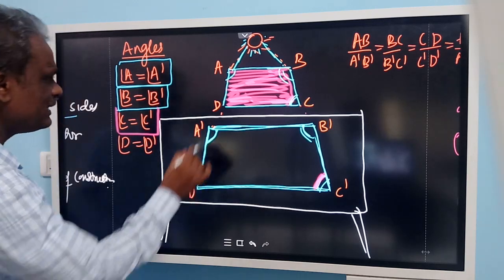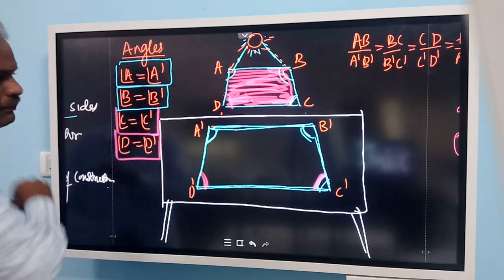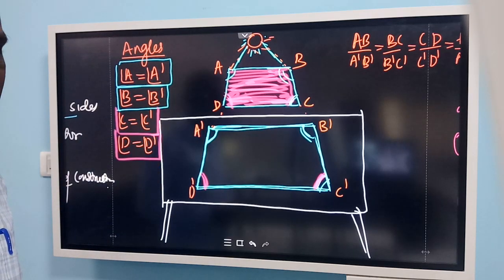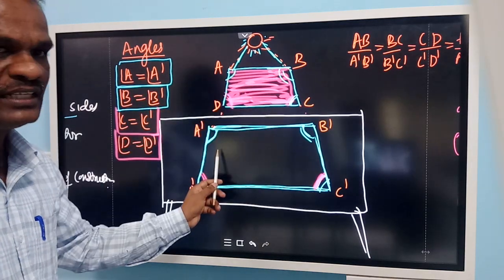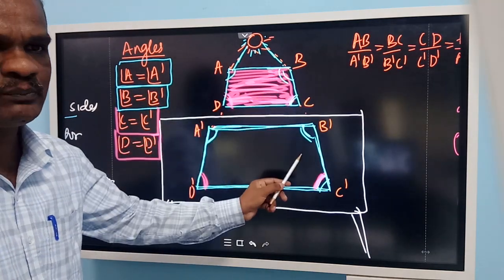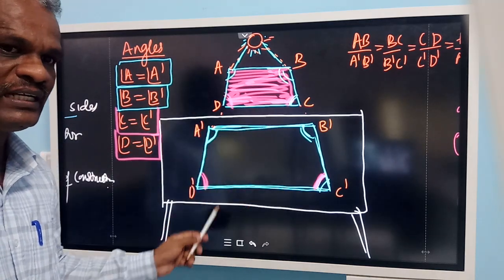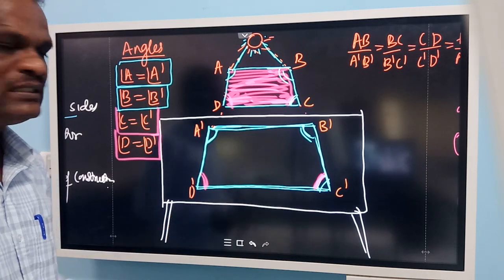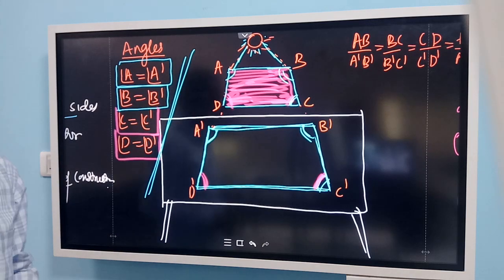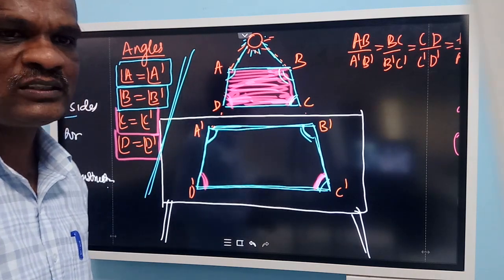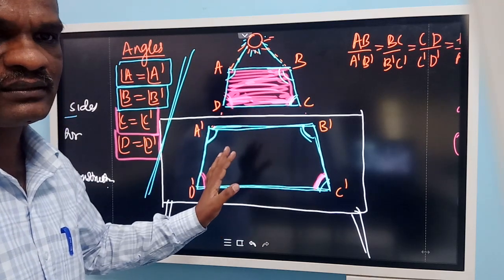Now come to this angle D here. This angle here and this angle should be the same. So here the corresponding angle should measure the same. Corresponding angle for A, it is A dash. Corresponding angle for B, it is B dash. Corresponding angle for C, it is C dash. In the same way, corresponding angle for D, it is D dash. So once they are similar, these corresponding angles should be the same. As I said, in similar figures, whatever may be the size, the angles will never change.